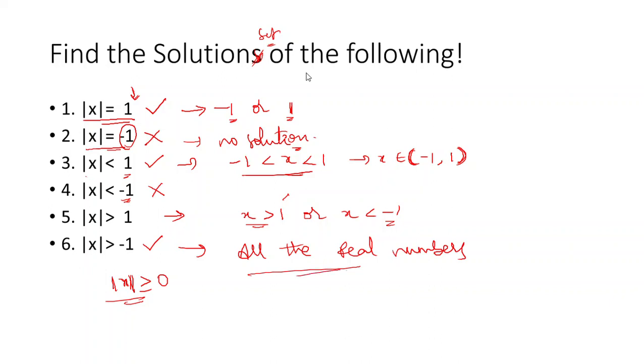you can take 0. Mod of 0 is 0. 0 is greater than -1. Mod of 1 is 1, which is greater than -1. Mod of -1, which is 1, is greater than -1. So the solution set here will be all the real numbers.